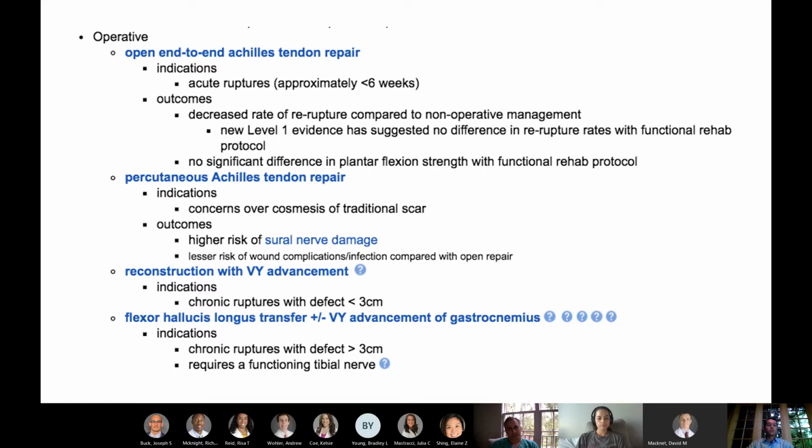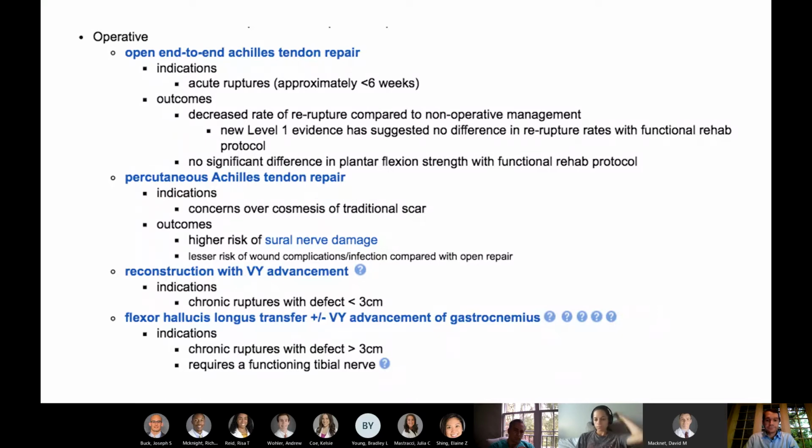You have to start it within 2 days. In the trials looking at it, that's how rapidly they started it. So if somebody shows up to you 10 days after injury, it's not really an option as much to do true functional rehab as intended. Using the percutaneous systems, there's an increased risk of sural nerve injury. That's been tested, but there's a lower risk of wound complications compared to traditional open. That's a study out of this institution.